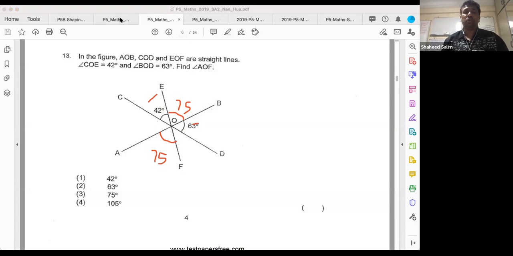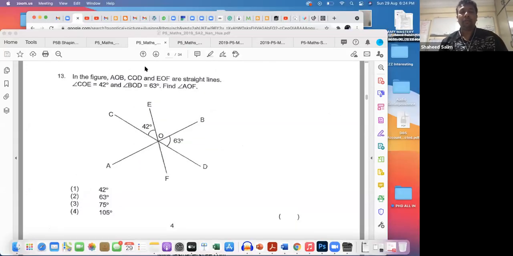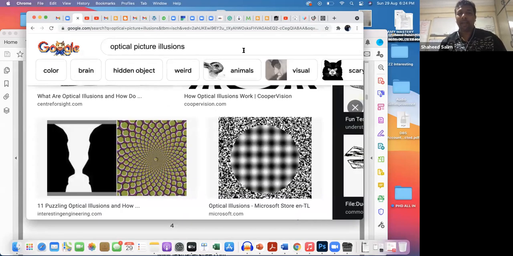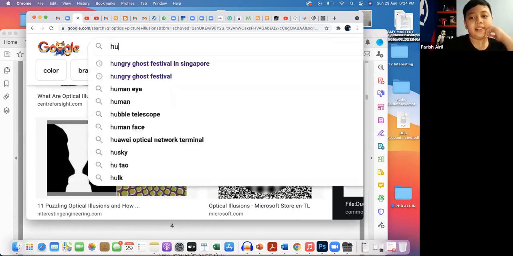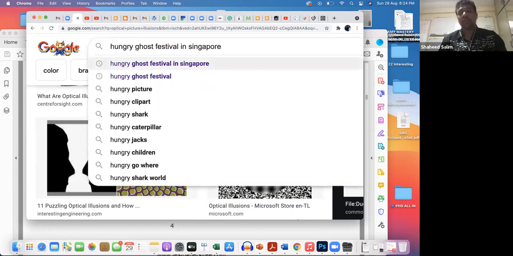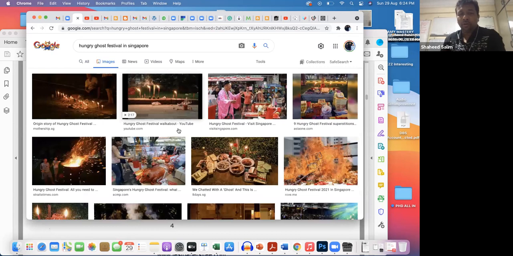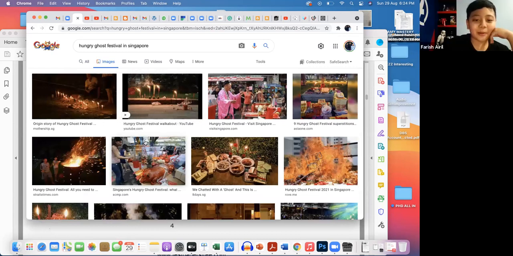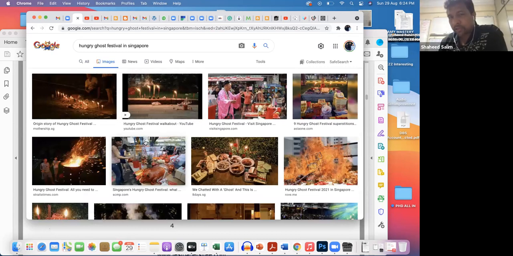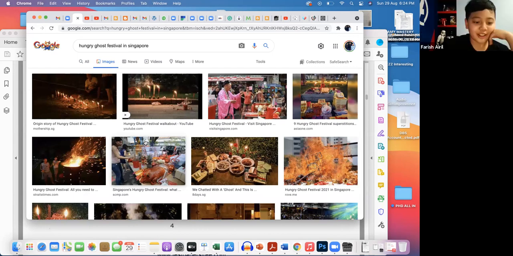I just want to show you something because some of you might be uncareful. You just walk anyhow. I've shown this to some of the students. Hungry Ghost Festival in Singapore. You all see all this? I cannot step on it. Don't step on it. Why? Because something might follow you later.